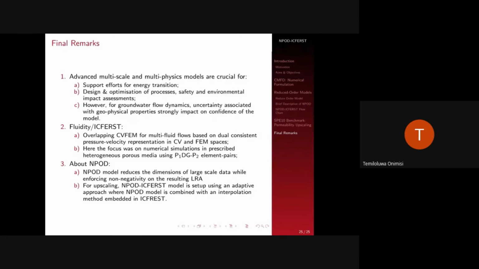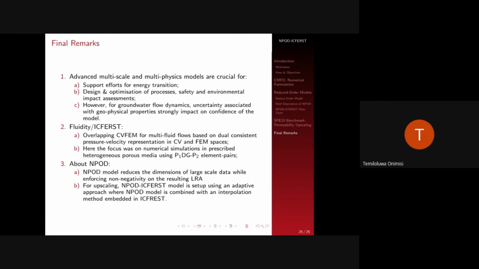And Fluidity was introduced here, where we talk about a control volume finite element method for solving the multi-fluid flow problem, and it's based on a dual consistent pressure velocity representation in control volume and finite element spaces. And the focus is basically on numerical simulations on heterogeneous porous media using P1 DG P2 pair elements.